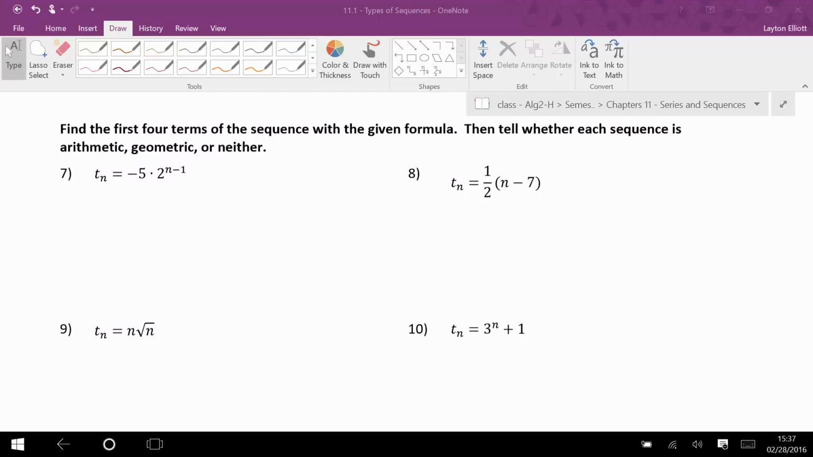The next set of questions asks me to find the first 4 terms of the sequence with this given formula, and to tell whether it's arithmetic, geometric, or neither.